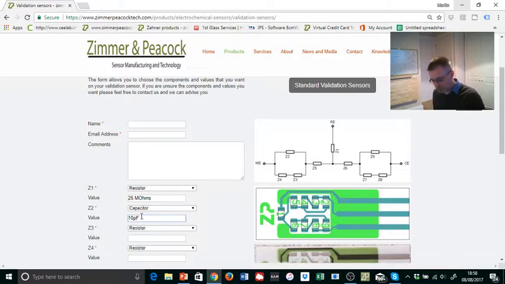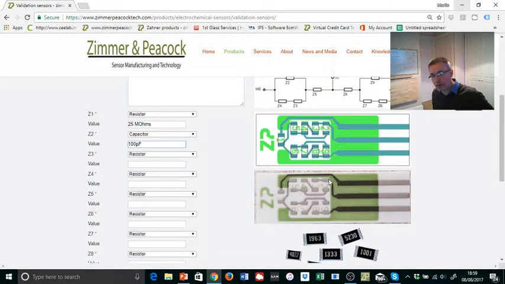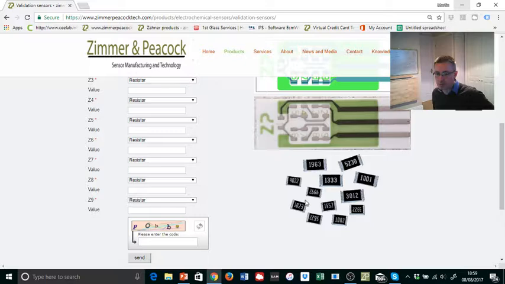So I'm basically just showing you that you can populate this, and when you send it, we'll be able to look at these values and then populate the blank circuit with the capacitors and resistors that are appropriate to you. So I hope that clarifies it. If you just want the blank validation sensor as well, just contact us there.